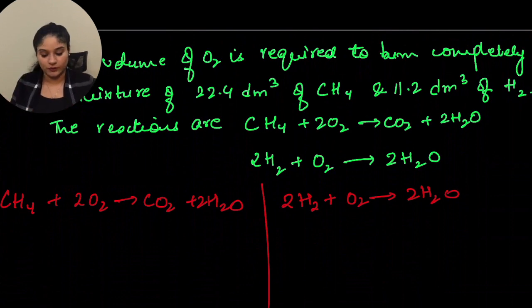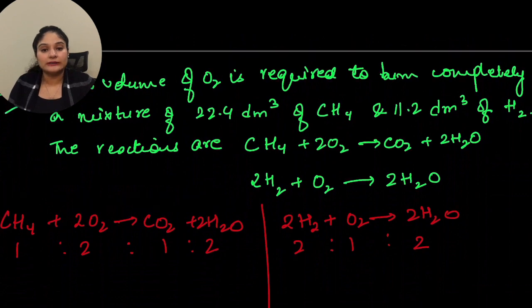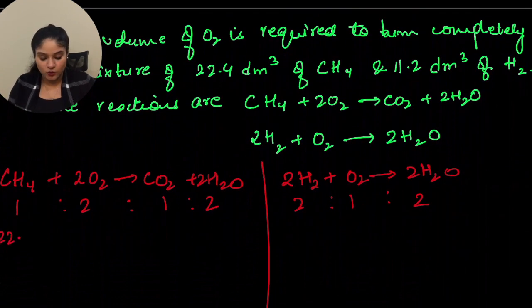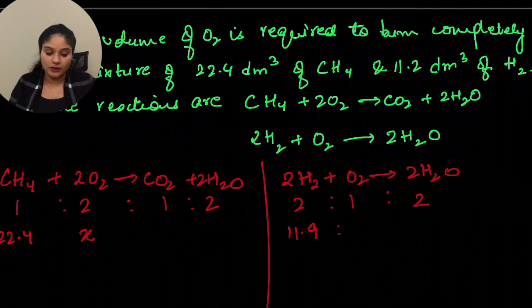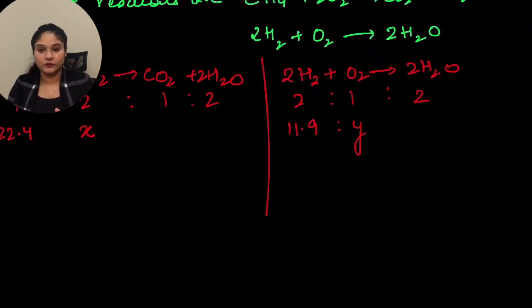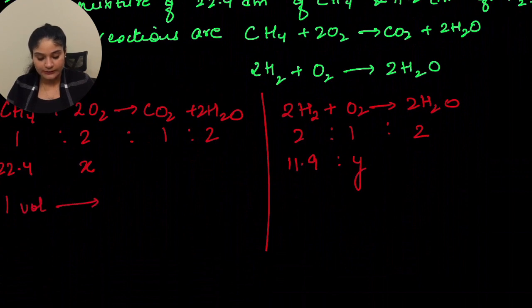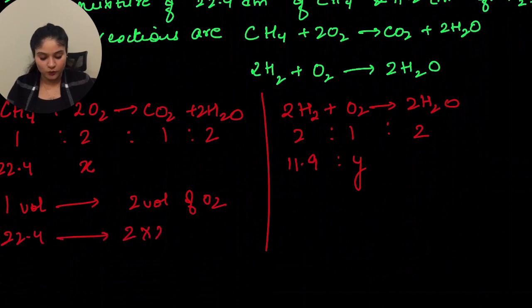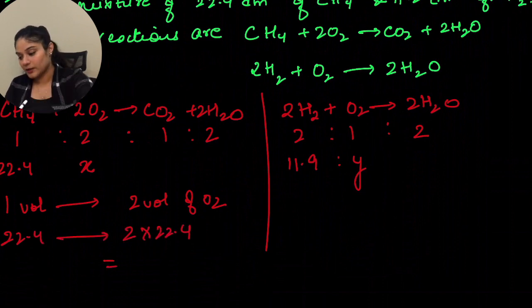So what do we start with? We write the ratios first. So 1 is to 2 is to 1 is to 2. Then 2 is to 1 is to 2. Okay. Now, what is given to us? So methane is given to us as 22.4 and you're supposed to find oxygen. Then similarly on this side, hydrogen given to you is 11.2 and they're asking for oxygen. So let's make this Y. Okay, let's solve for the first case first. So 1 volume of methane is giving you 2 volumes of oxygen. So 22.4 will give you 2 times 22.4, which will be 44.8.